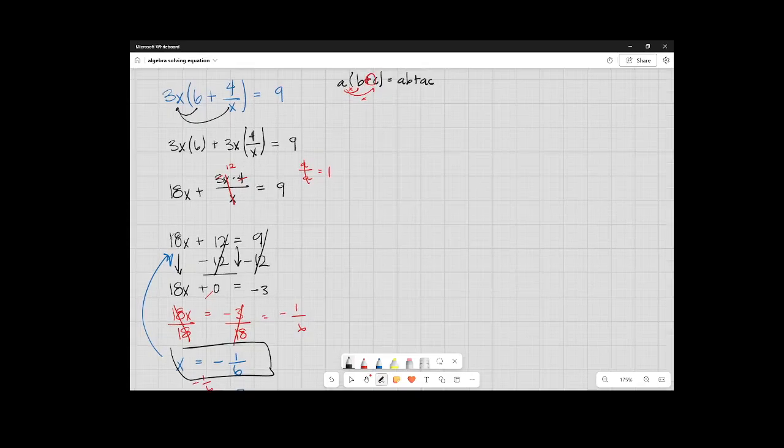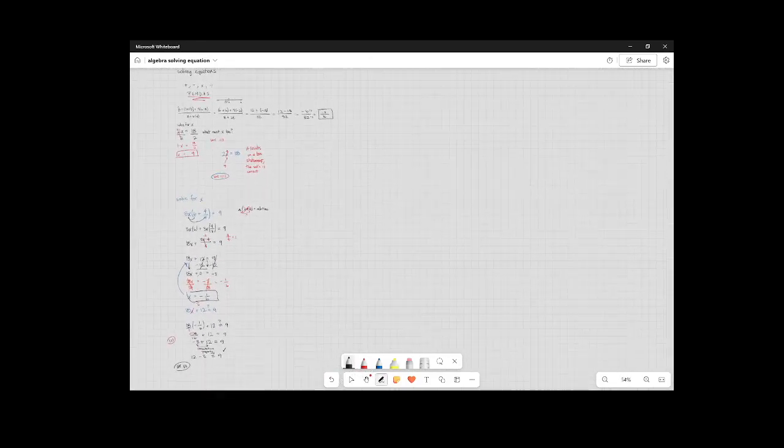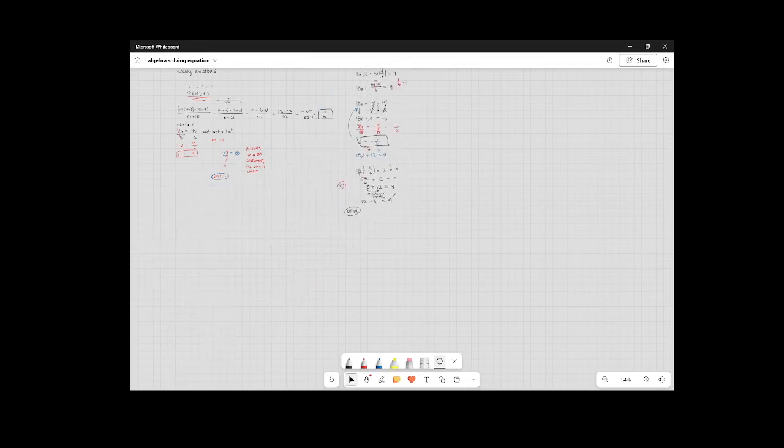So that's how you solve a basic algebraic equation. We'll go over some more complicated examples in the future, but I thought this would be a good introduction to the topic, just to kind of let you guys get a feel for what the rest of the subject is like.